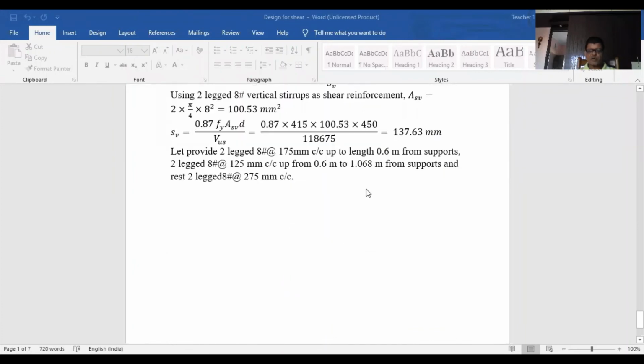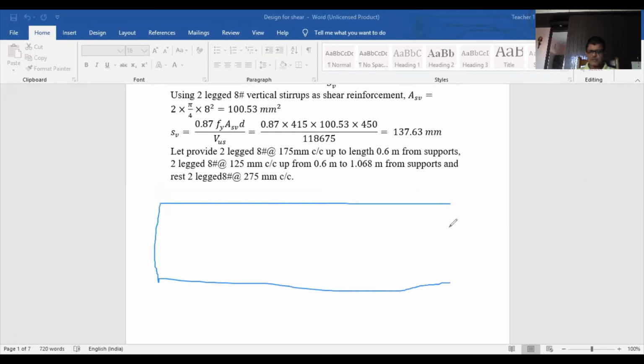Now accordingly, you have to draw the detailing. If you draw the detailing, how will it look like? Just like the earlier cases we have seen. I am drawing half part of this problem. So suppose this is a half. Next step is like that way. So you have this holding bar here. You have the main reinforcement here.